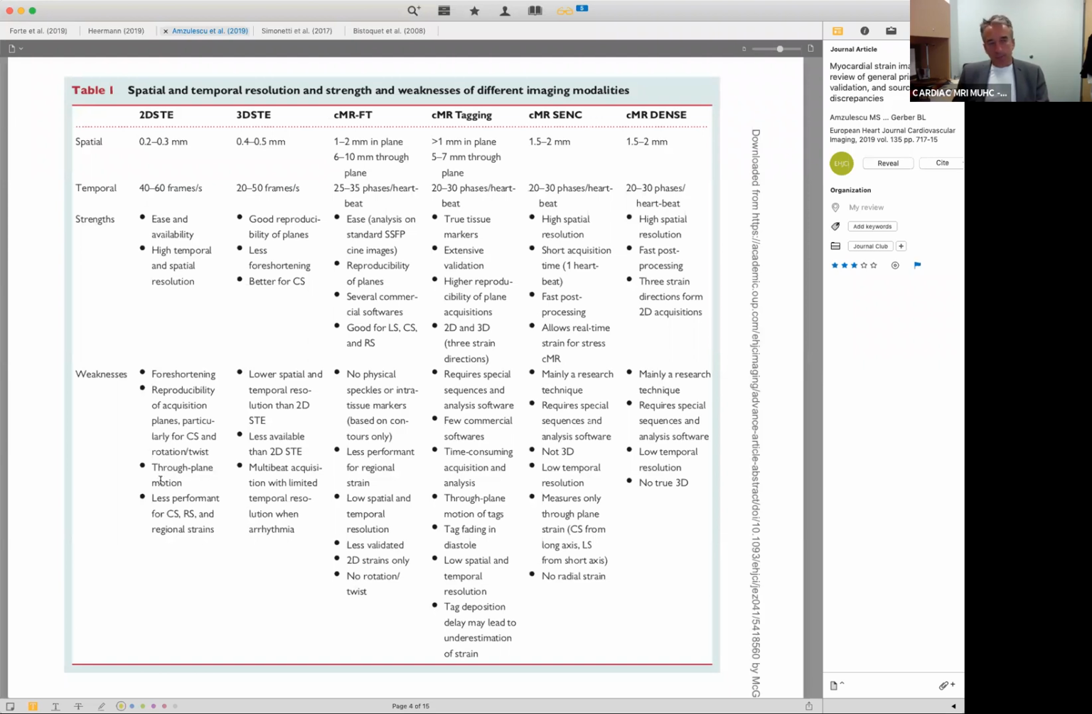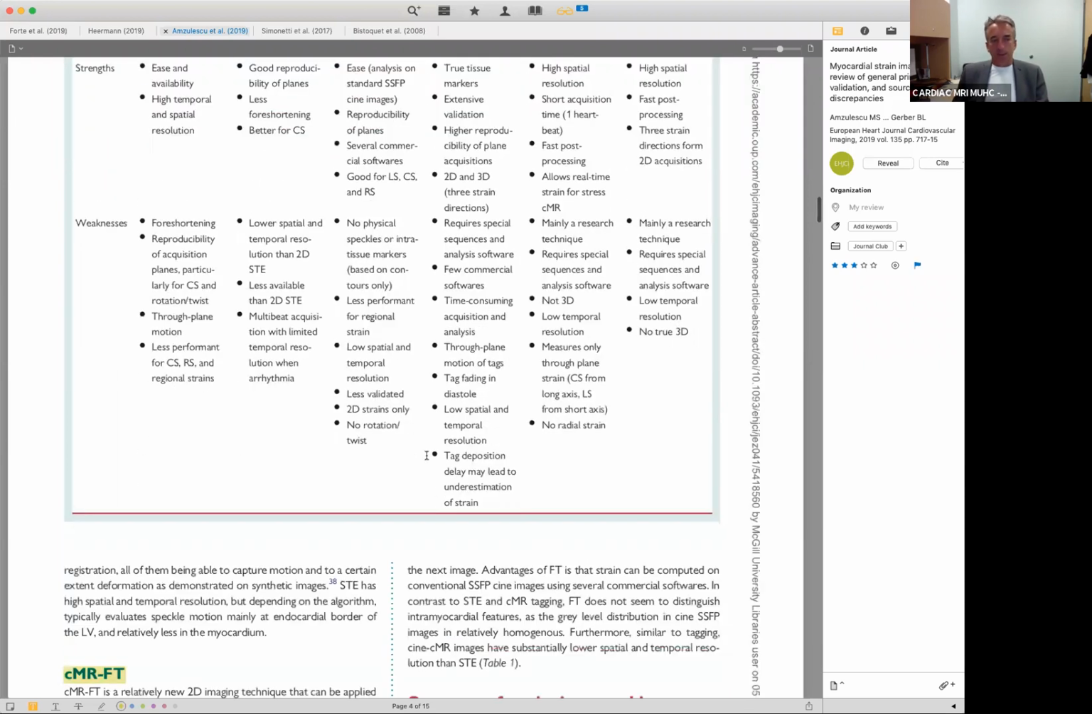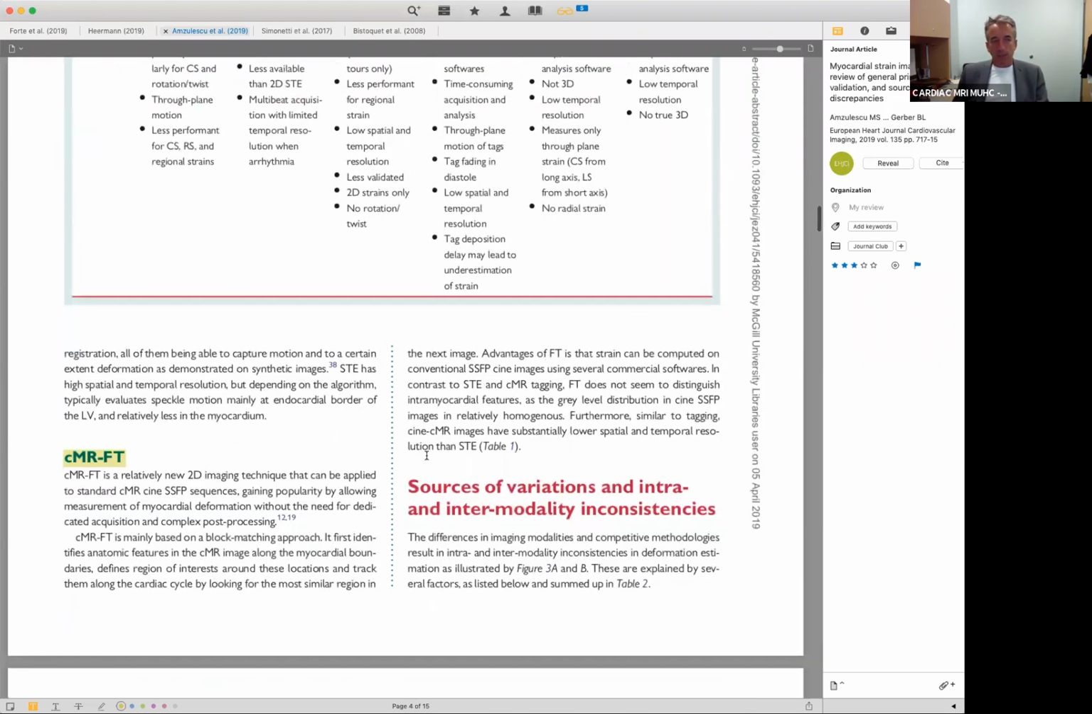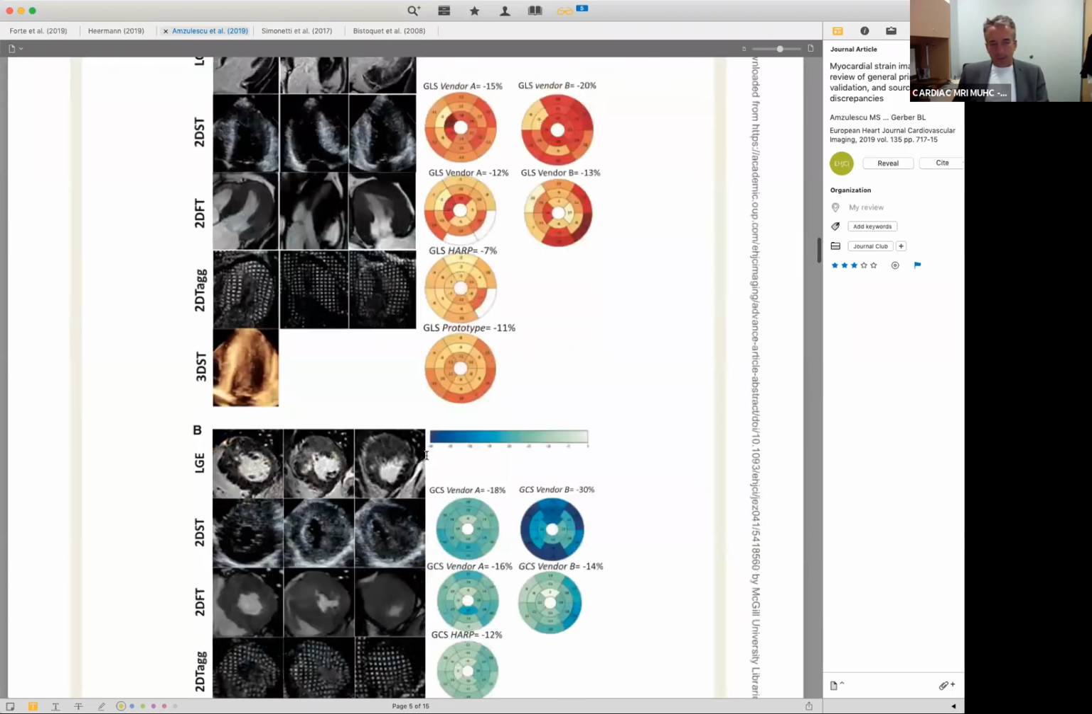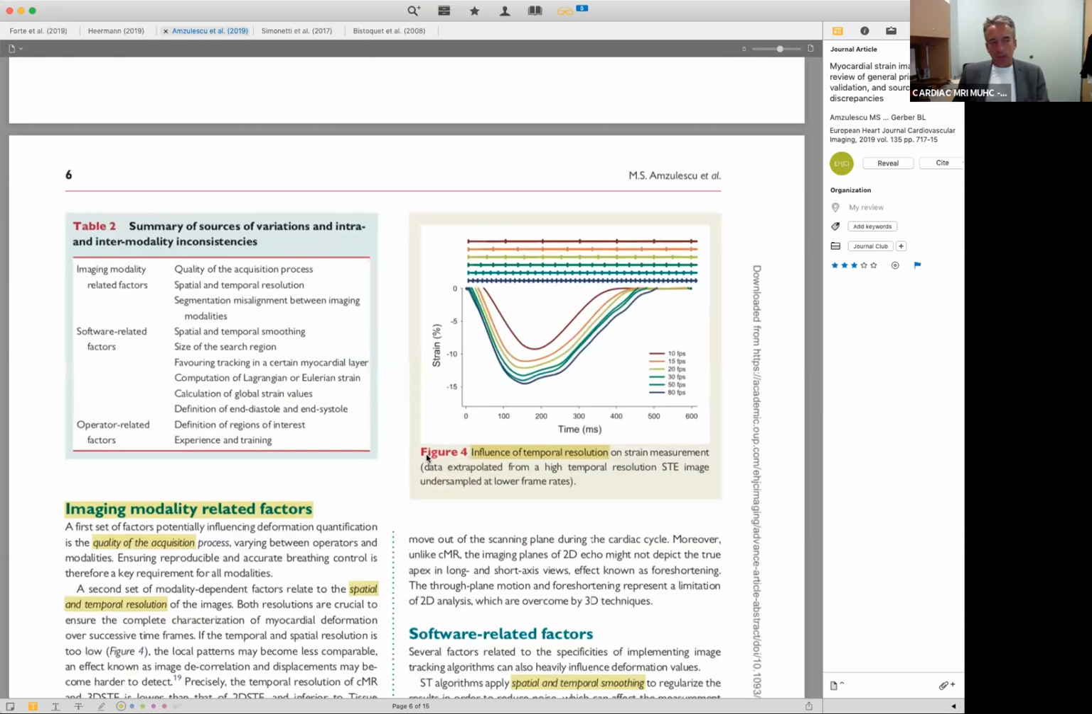So having said that, we're coming to the last one, the so-called feature tracking or tissue tracking. Here, the current limitation is that these models that are used are a bit variable, so the reproducibility between techniques is an issue. And also it's a problem of the temporal resolution.